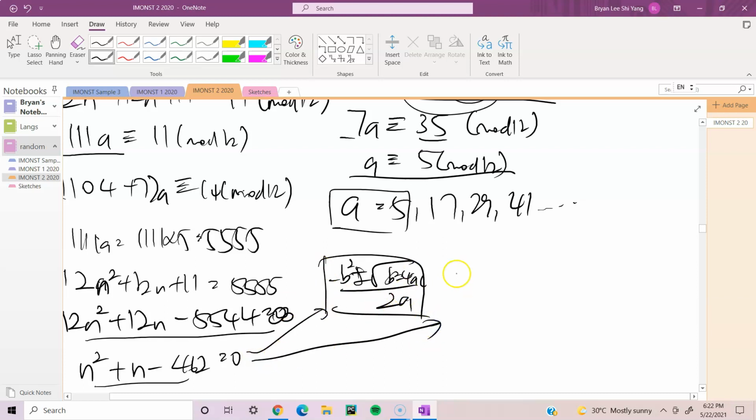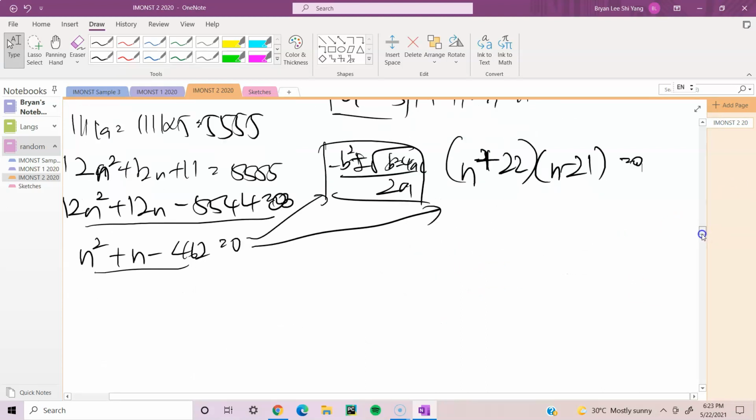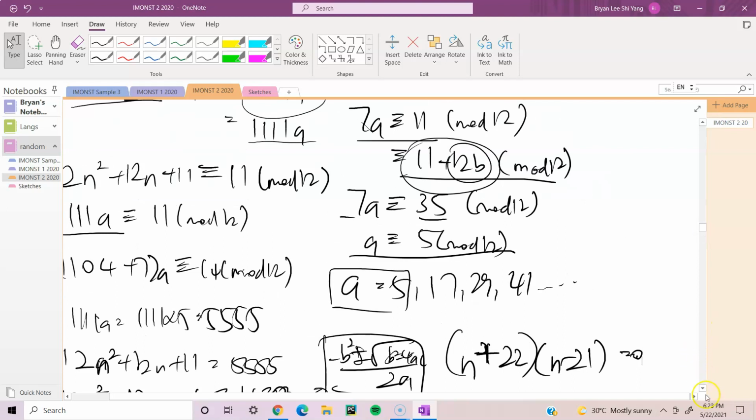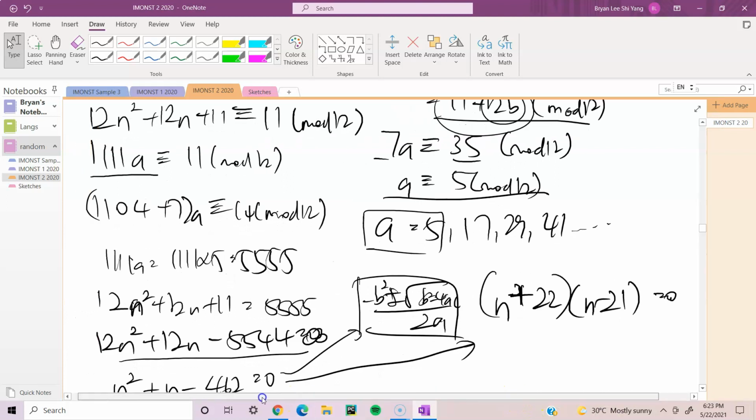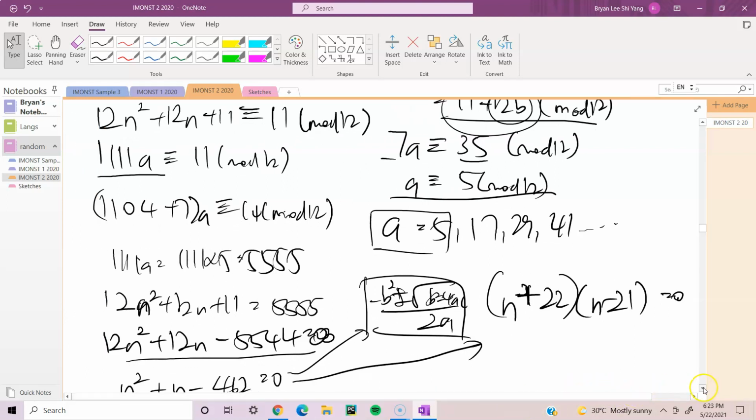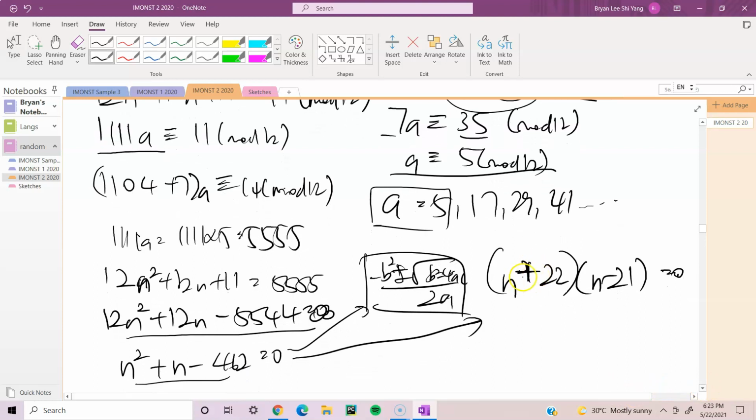That's your choice, but I won't be using this. What I will do instead is, I know that this can be factorized, so this will be n plus 22 times n minus 21 equals 0, because see, positive 22 times negative 21 is negative 462, and 22n minus 21n is just exactly 1n. So n plus 22 times n minus 21 equals 0. We just need to find the roots. So the roots are, respectively, n equals negative 22 and n equals 21.